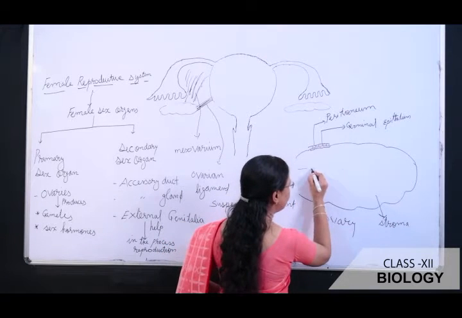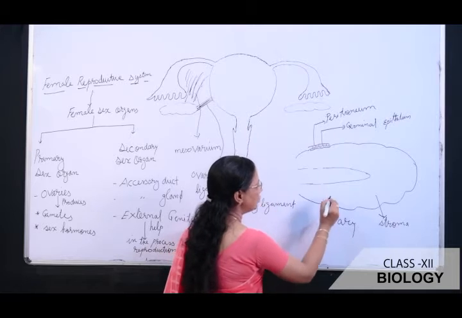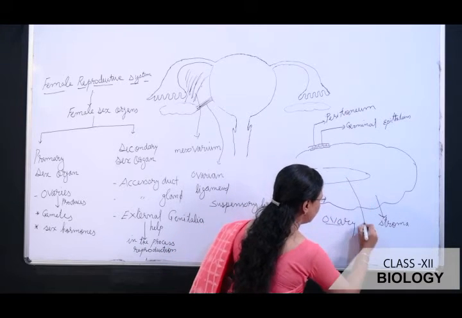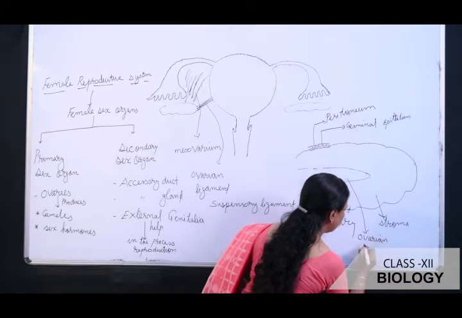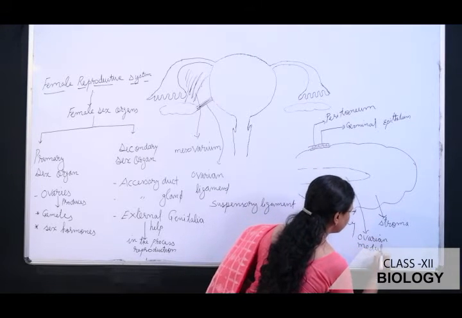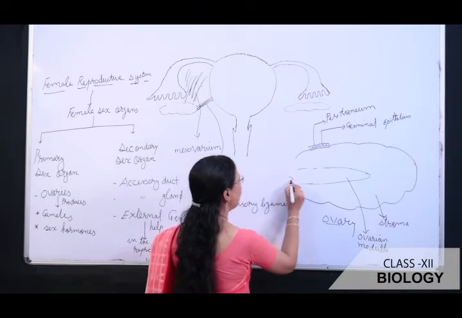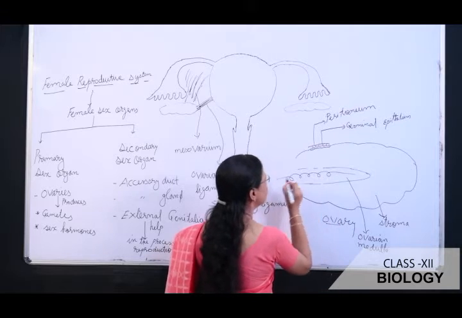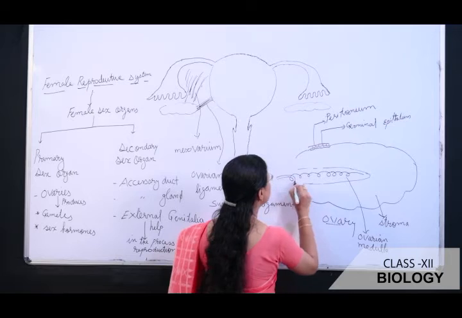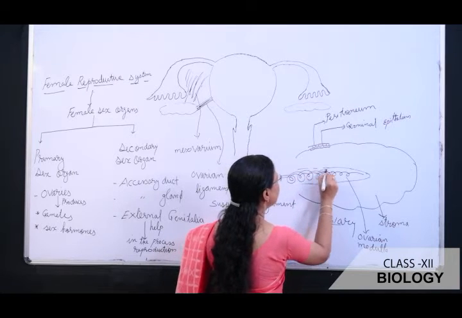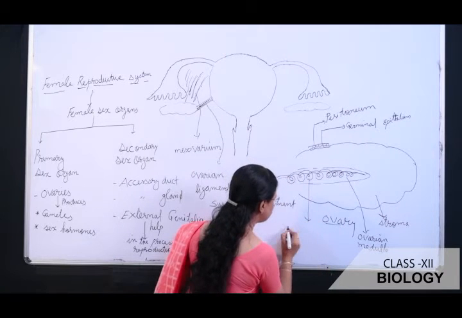Let me demarcate the area. This is said to be the ovarian medulla. The center portion is said to be the ovarian medulla, which is having blood capillaries. So you can see here blood capillaries. It is filled with blood capillaries, or you can say blood vessels.